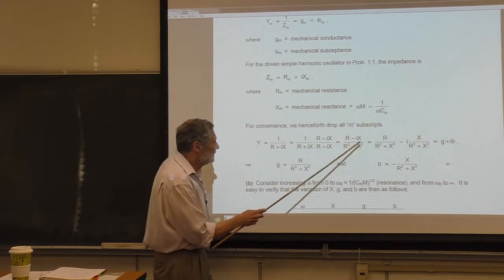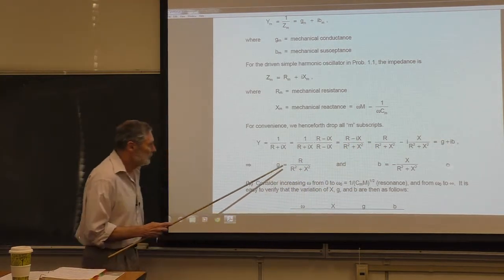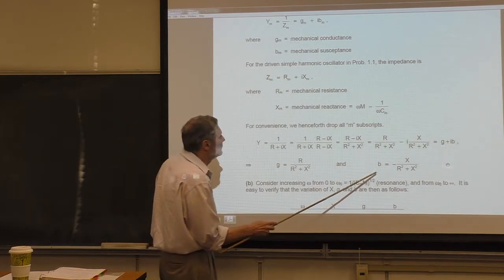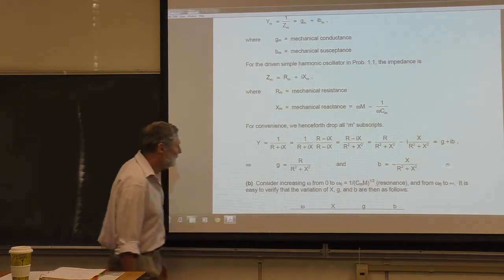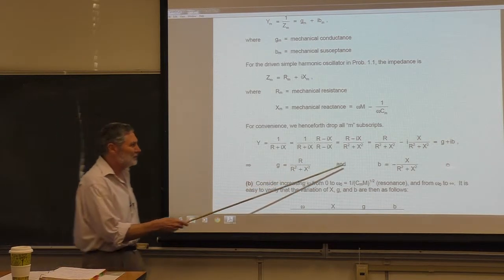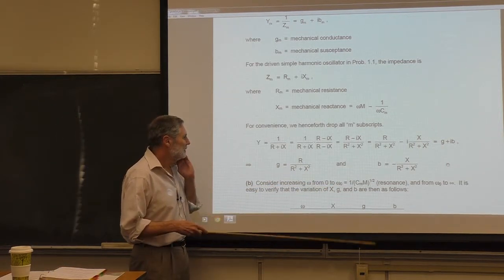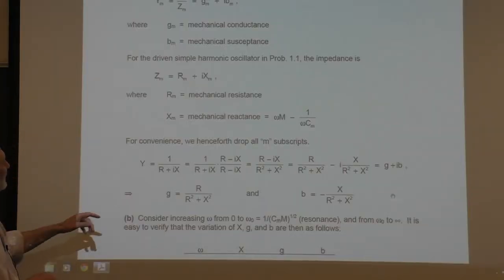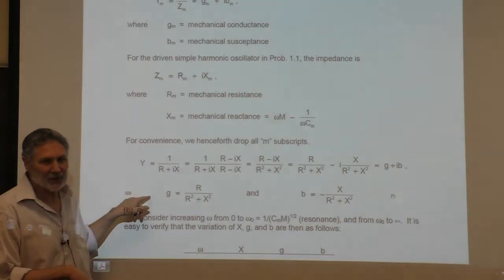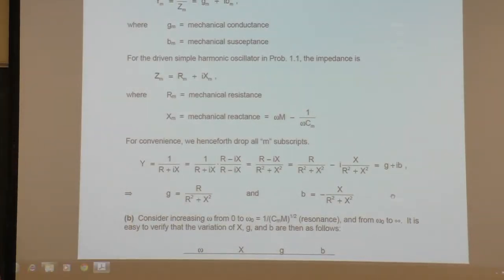So we carry this through, and then we can eventually identify the real part, called the conductance, and the imaginary part, which is the susceptance. And you can see here that G is not 1 over R, right? And B is not 1 over X. This is more complicated than that.